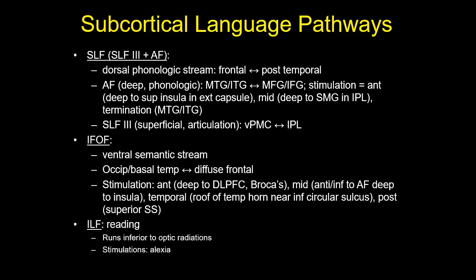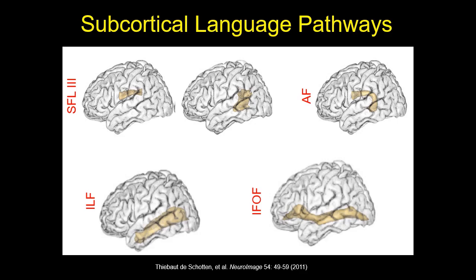Lastly, the inferior longitudinal fasciculus, which is involved in reading, can be found inferior to the optic radiations, and stimulation of this white matter bundle results in overt alexia. Illustrated here are the aforementioned white matter bundles projected onto the template brain.